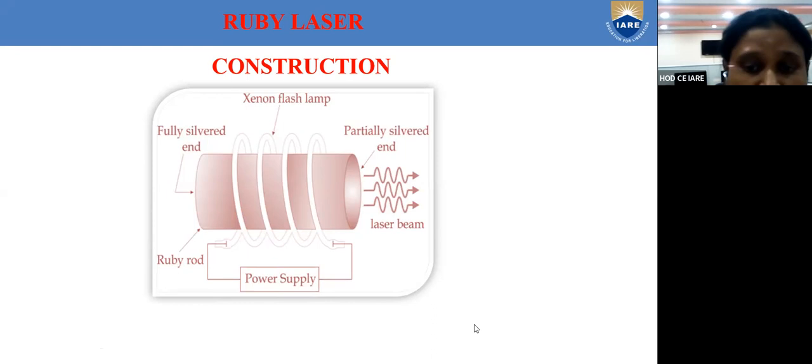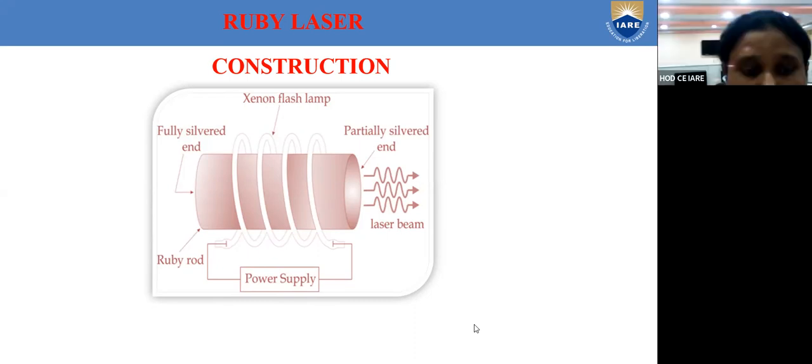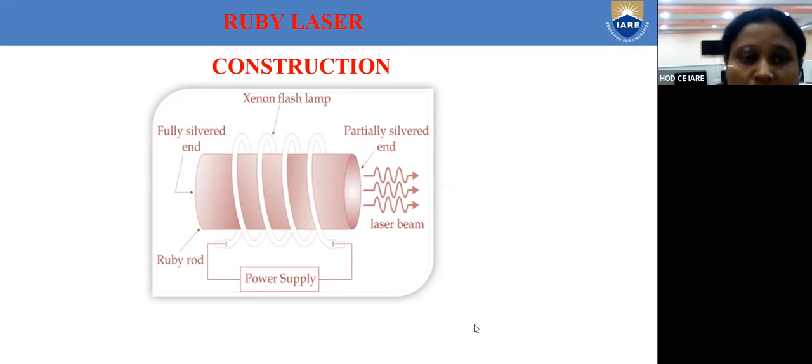How many parts are there in a laser system? Three parts, right? What are they? Active medium, energy source, and the third one is the optical resonator. Now, based on that laser system, we are going to discuss two types of laser.